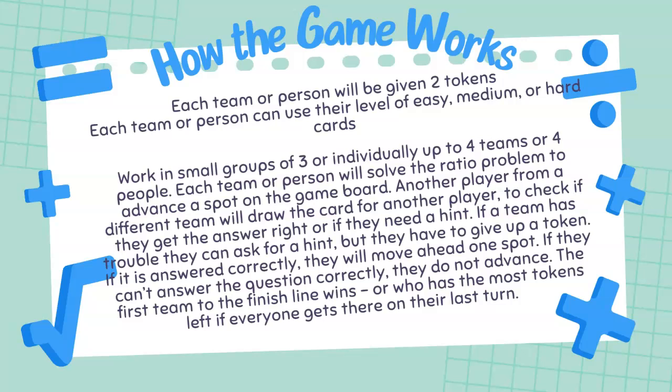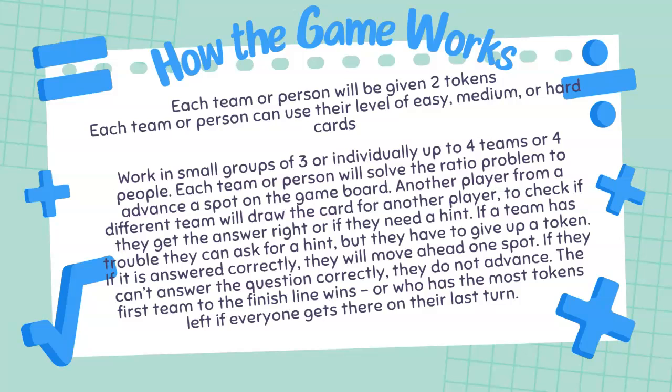Another player from a different team will draw the card for another player. Check if they get the answer right or if they need a hint. On the card is the question, a hint, and the answer. So by having somebody else that is playing the game draw for somebody else, we'll just kind of eliminate the cheating. If a team has trouble, they can ask for a hint, but they have to give up a token.